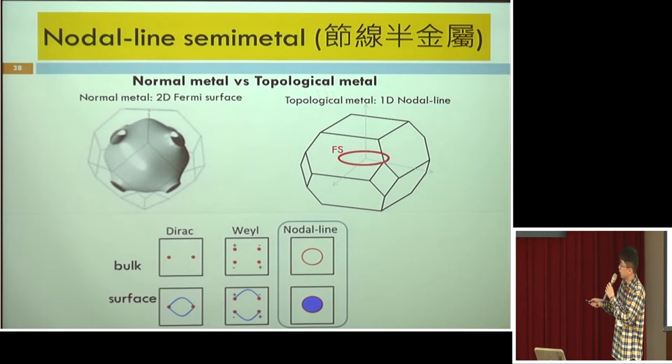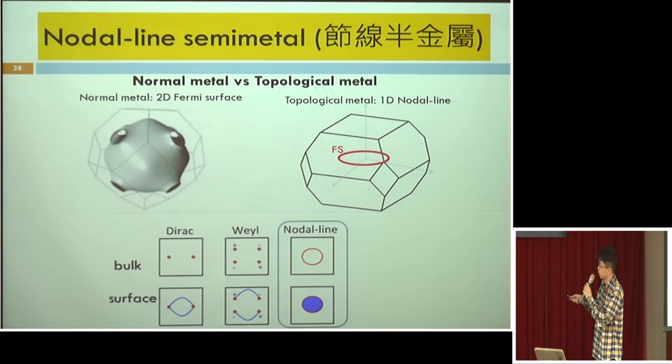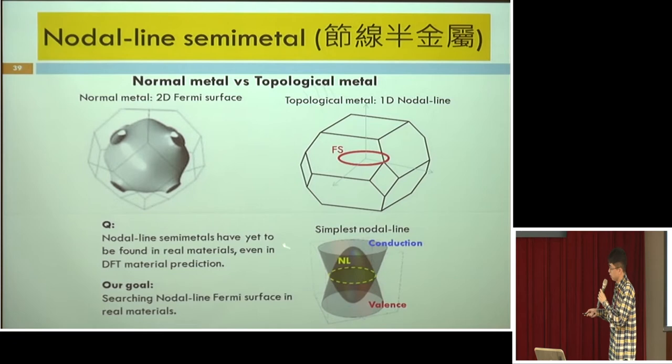The other class of topological semimetal is nodal line semimetals. Differing from a normal metal, whose Fermi surface shows two-dimensional features, in a nodal line semimetal the bulk Fermi surface is a one-dimensional loop in the three-dimensional Brillouin zone. So this is a nodal line Fermi surface. The simplest nodal line is the crossing of two paraboloid bands. So it seems very simple. However, this kind of bulk Fermi surface has not yet been found in real materials, even in DFT material prediction tables. So we would like to search for this kind of loop bulk Fermi surface in real materials.